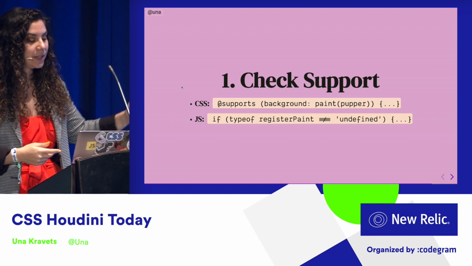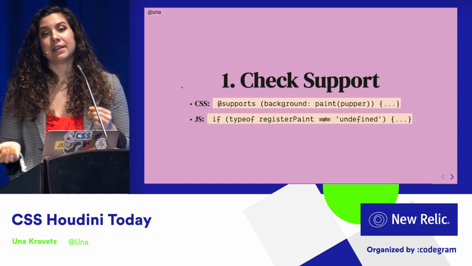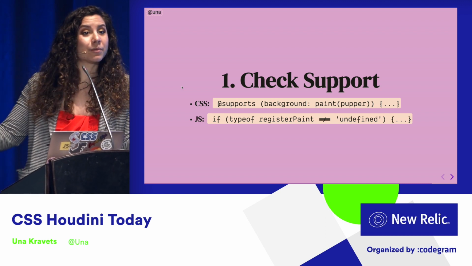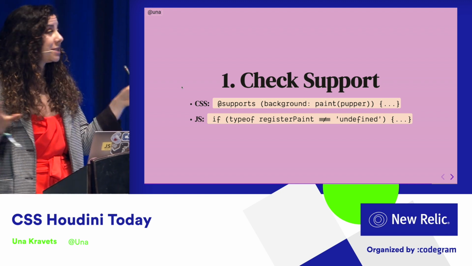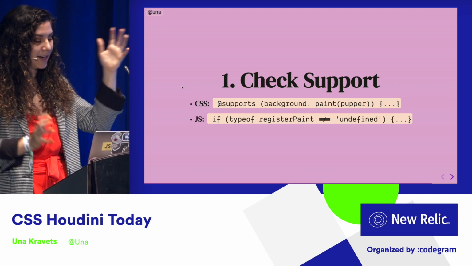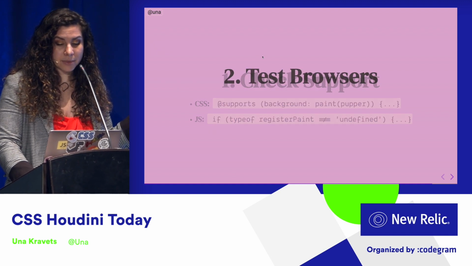For JavaScript, you can check if typeof registerPaint is not equal to undefined, and then put your code in there, because unlike CSS, JavaScript will break when there's something that it can't read, or it can create errors that'll mess up your whole application, and you don't want to do that for some styling thing. So make sure that you're checking support with JavaScript.